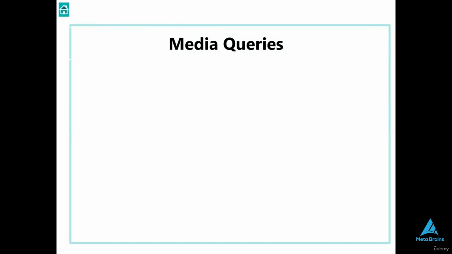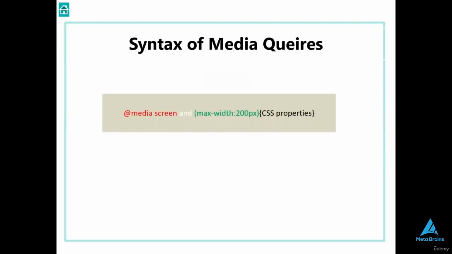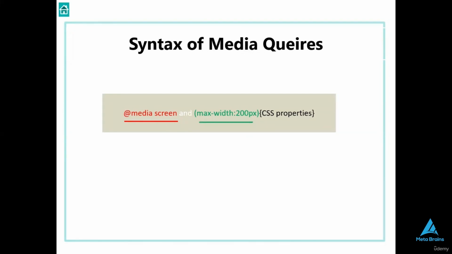Here we have a few properties like all, screen, print, and speech. And the most commonly used is the screen. Let's have a look at the syntax. First we write @media screen. Then I open the brackets and write max or min width. Then we write the breakpoint, like 200 pixels, depending on the screen size. After that we open the brackets again and write all the CSS properties inside.